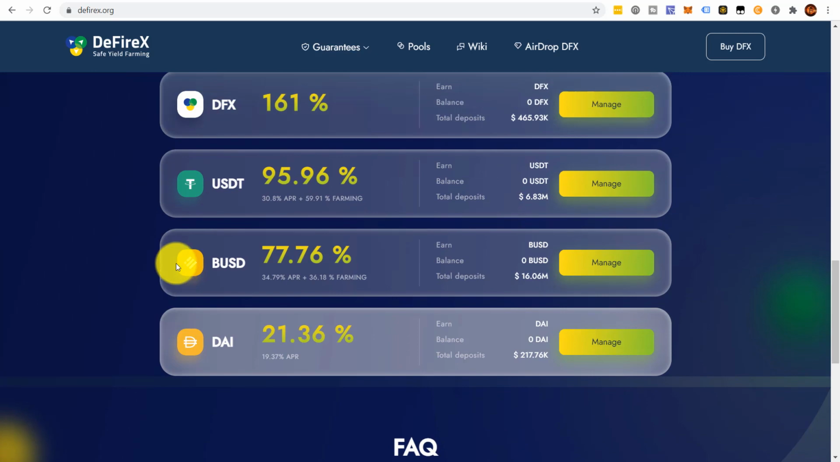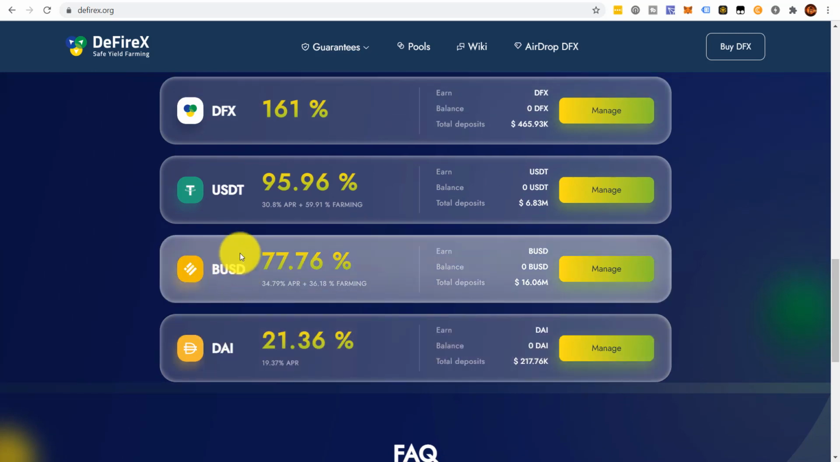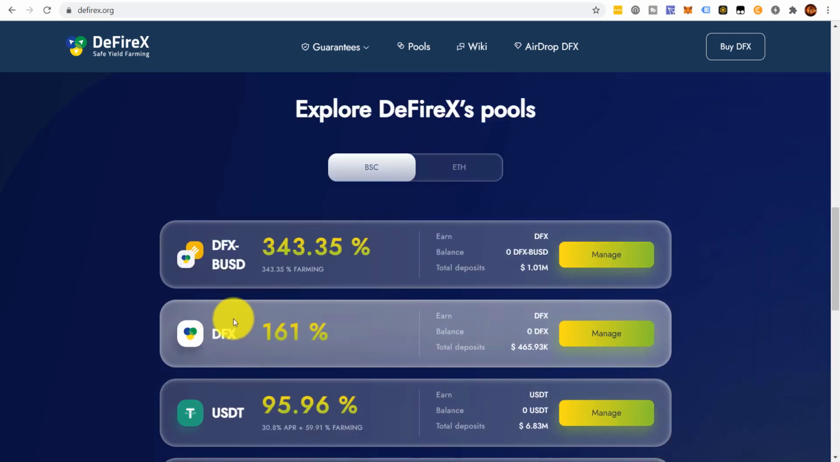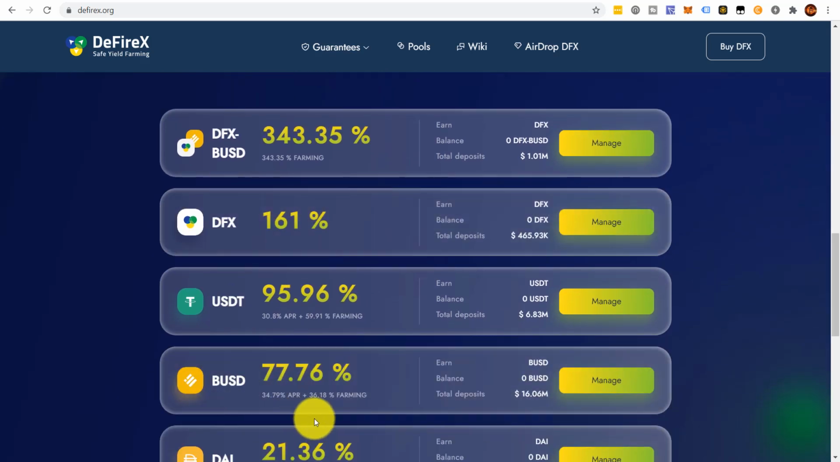And by the way, look at this: stable coins, DAI, BUSD, USDT, and their native governance token, DFX. That's the only token that's not a stable coin in this entire thing. Look at these returns on stable coins: 95% on USDT, BUSD 77%. Yesterday it was at 80-something percent. But here's the thing. You're not going to have any risk of impermanent loss, except maybe in this pool right here. But at least then you're using the Binance dollar peg.